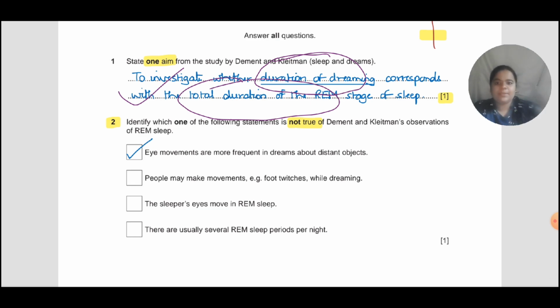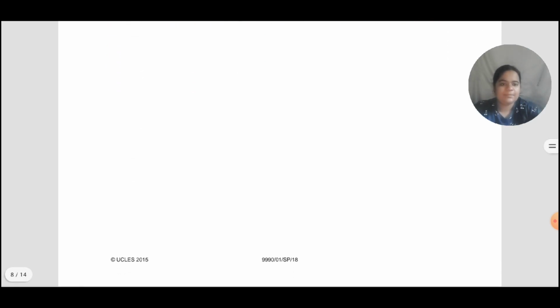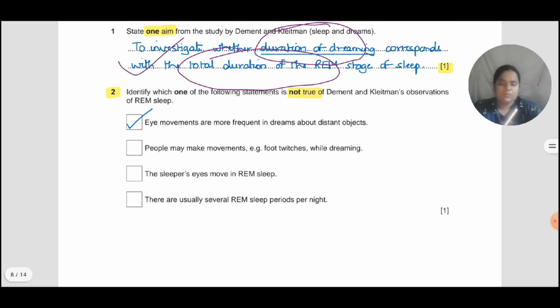You can write about any of the aims when there are multiple aims, as long as you write it correctly. Also, one more thing is, whenever we are writing about an aim, do make sure you start with the wording "to investigate." That is the problem. Some students have strange ways of writing the aims of a study. They write it in a question format, like, does the duration of dreaming match the total duration of sleep? It will be marked as correct, but that's not a good way of writing. Think about the aims in the correct format.